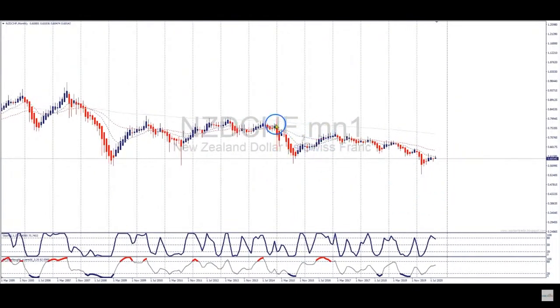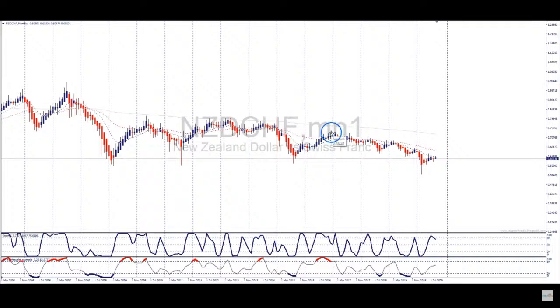Alrighty, so let's start off on the monthly time frame, and we're looking at New Zealand Swiss franc. So from the larger time frames, from the monthly as well as the weekly time frame, what I'm basically looking for is to gather direction of the overall trend of the market and to mark out where the trend could reverse or the trend could change. So here's what I mean.